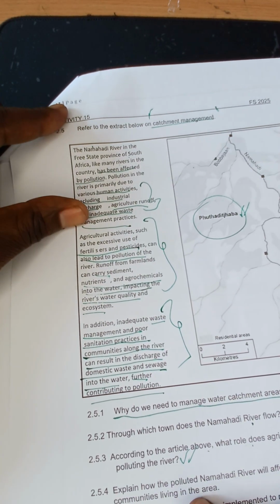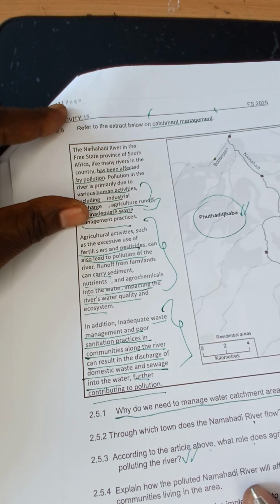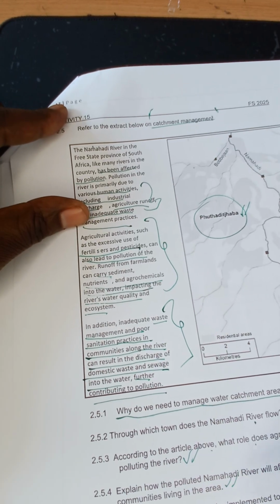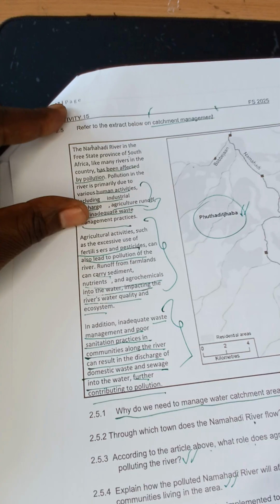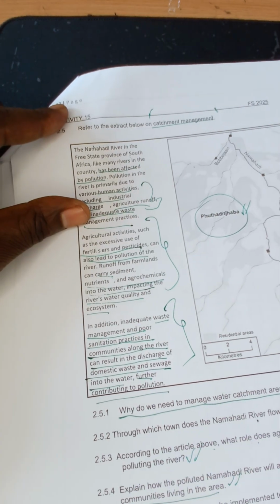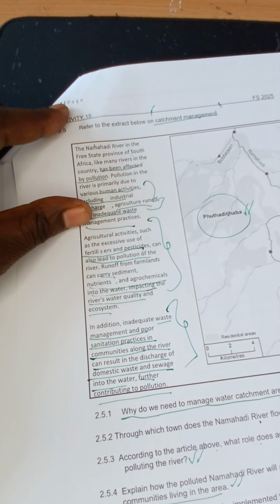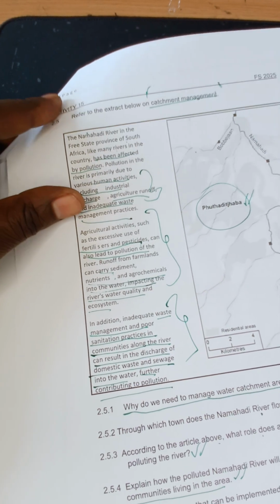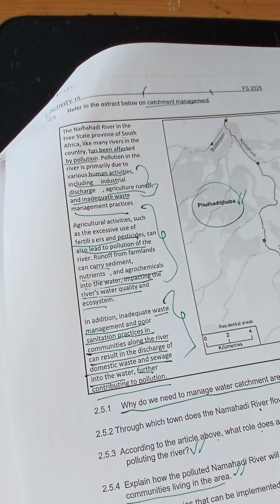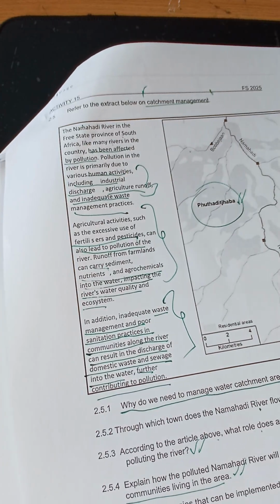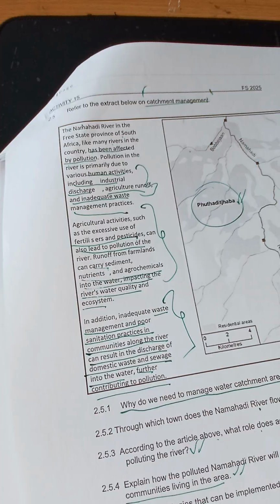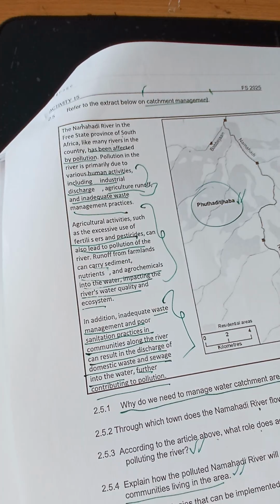Explain how the polluted Namahadi River will affect the communities living in the area. How will it affect the communities? Okay, how will it affect the communities living in the area? 2.5.4. We are saying people will consume contaminated water. That's how it's going to affect. People will consume contaminated water, which means they are likely to get sick. Community can catch waterborne diseases transmitted by the contaminated water, including cholera and typhoid fever.